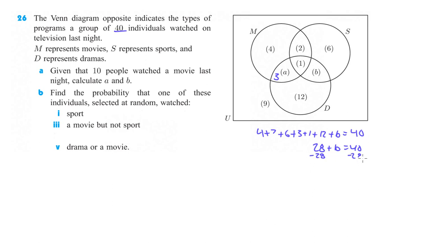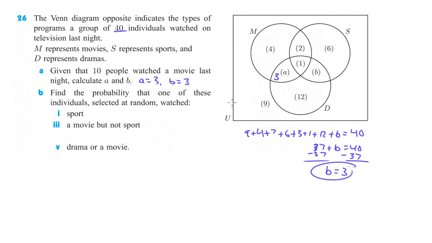Subtract 28 from both sides, and we should get that b has got to equal 12. And we figured out already that a is 3. Oops, b is 12. Except I forgot to add this 9 in here. So if we add that extra 9 in there, that is 37. Let me just erase this and make this a little bit better. So this is going to be 37 instead of 28. So subtract 37 from both sides and we get b is 3, not 12.